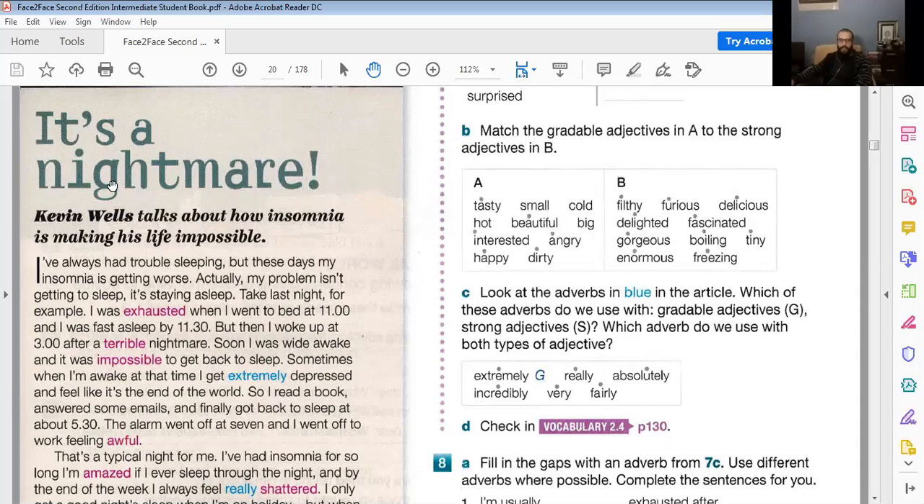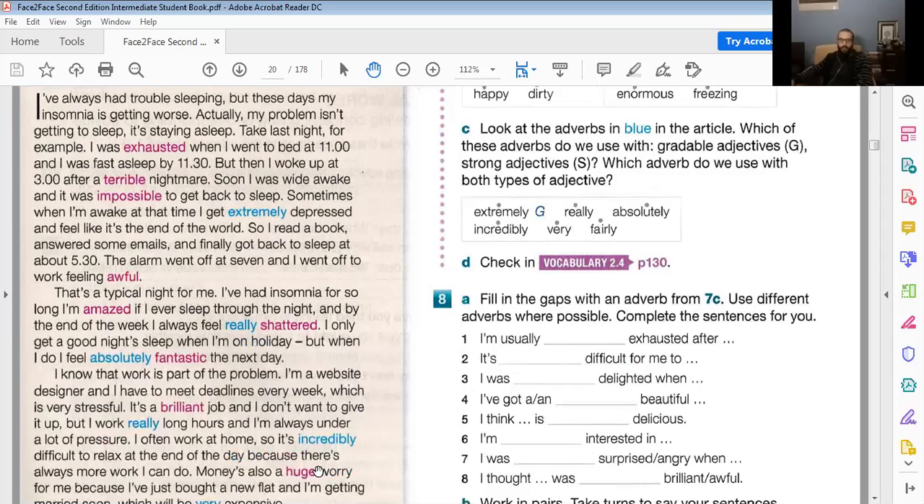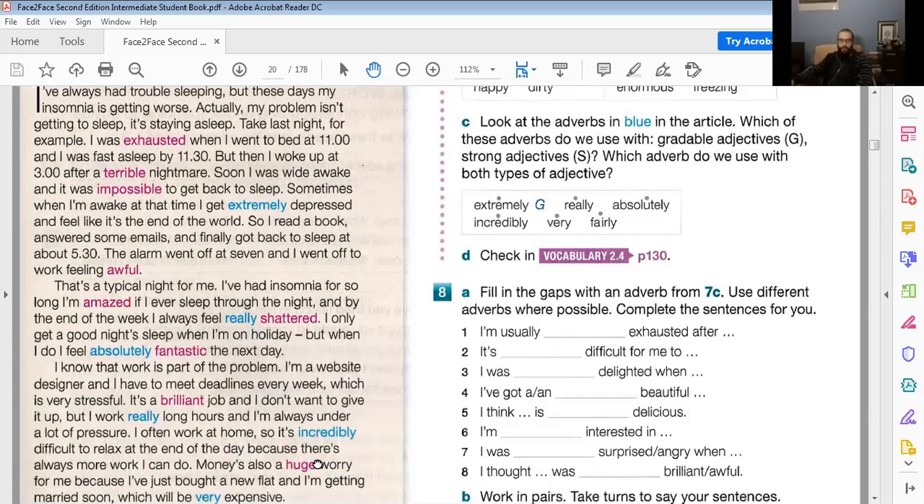Okay, now let's read what he says about his situation. So it says here, it's a nightmare. Kevin Wells talks about how insomnia is making his life impossible. So you can start reading. When you get to the bottom, just tell me and I'll move, okay? So you can start.